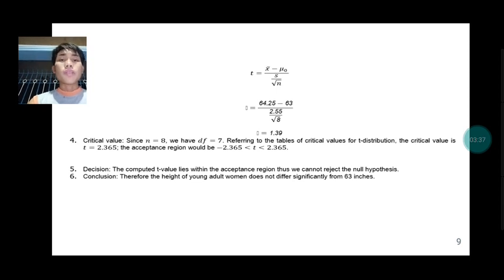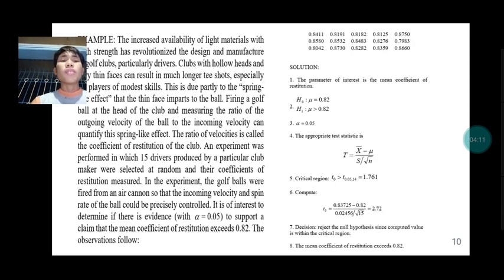Referring to the table of critical values for the t distribution, the acceptance region would be negative 2.365 less than t less than 2.365. So the computed t value lies within the acceptance region, thus we cannot reject the null hypothesis. So, conclusion: therefore, the height of young adult women does not differ significantly from 63 inches.